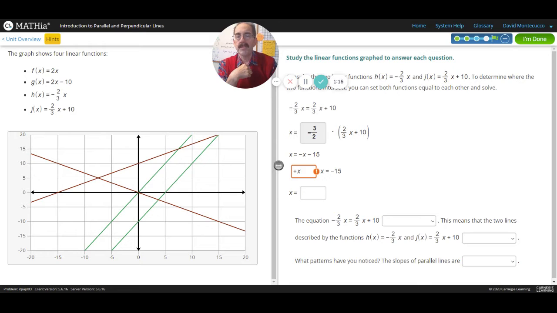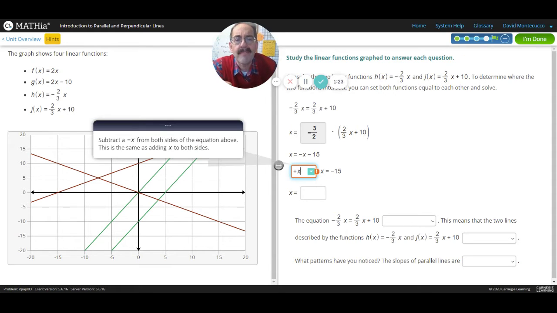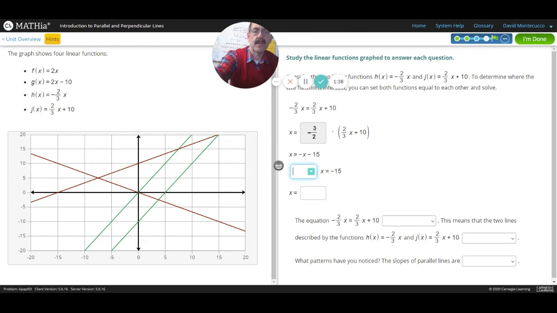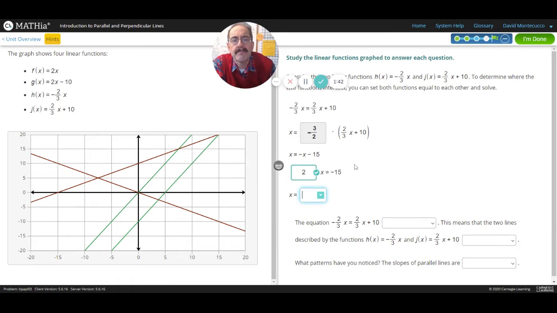They've graphed a whole bunch of equations here. All of these represent one of these lines. Now I got to this point and I'm frustrated. I can't figure it out. Subtract a negative x from both sides of the equation above. This is the same as adding x to both sides. So if I go plus x, what do I get? I think they're looking for a 2 here, and that's what caused me the frustration.